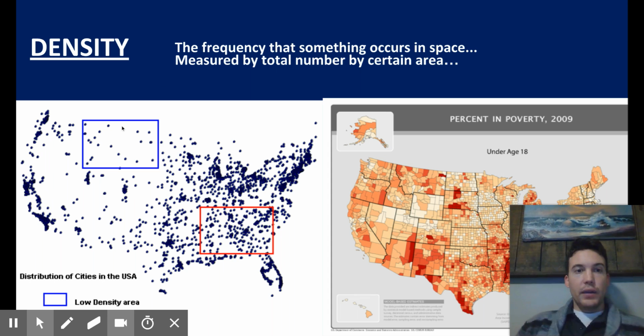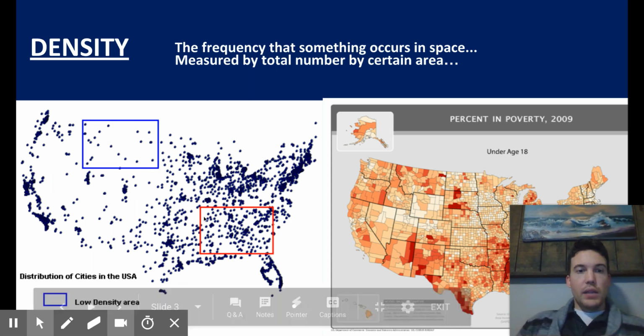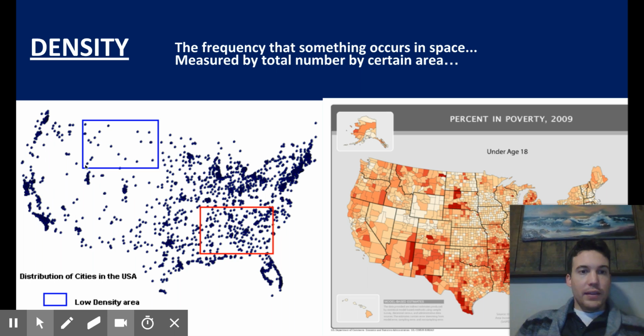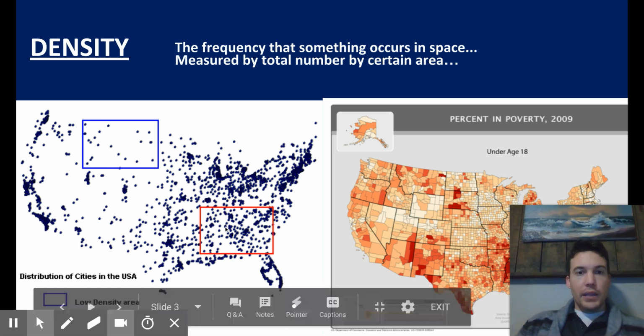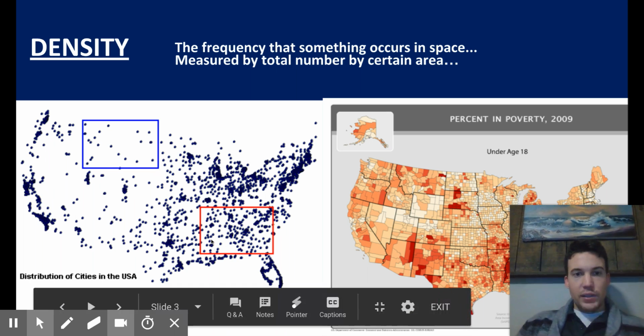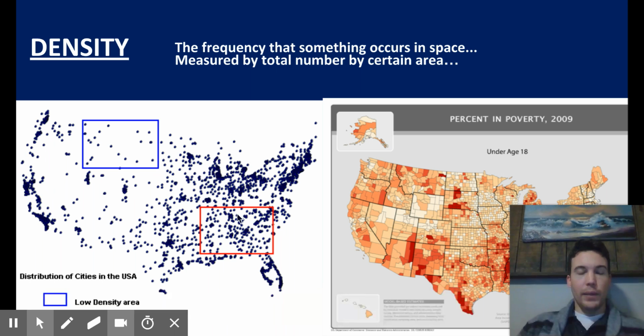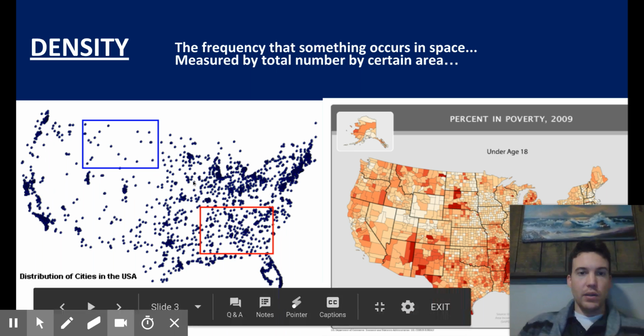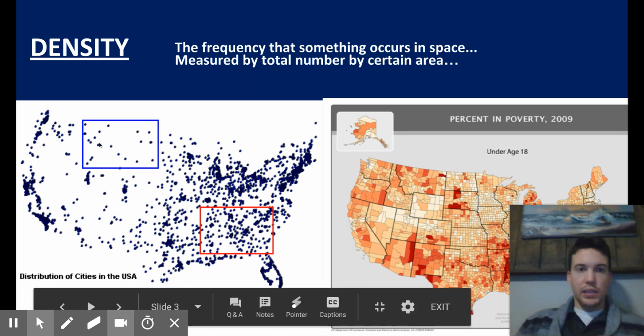If you look over here, there is a small density. In this case, you'd say a low density of dots, a low density of cities in this big area. In this same size area, you would say there's a high density, meaning there are a lot of them when compared to this certain area of other places. So there's a high density of cities here and a low density of cities here.